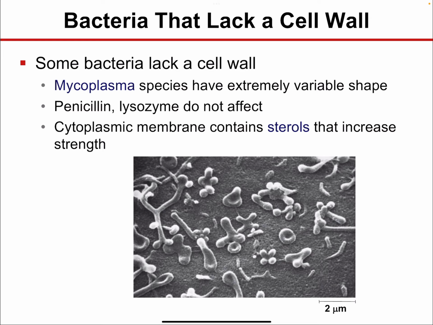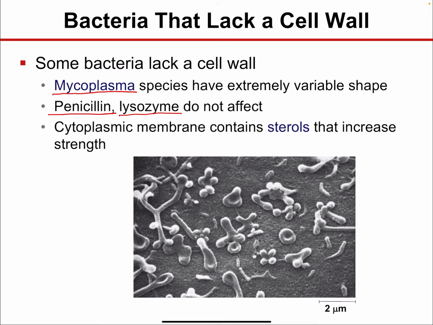Okay, not all bacteria have a peptidoglycan. Mycoplasma, it's an example of organism that does not have a peptidoglycan. As a consequence of that, they don't have a definite shape. Okay? Not only that, but also using penicillin to treat an infection caused by mycoplasma is good for nothing. By the same token, lysozymes are going to be good for nothing against mycoplasma. Guess why? Because they do not have a peptidoglycan, right?